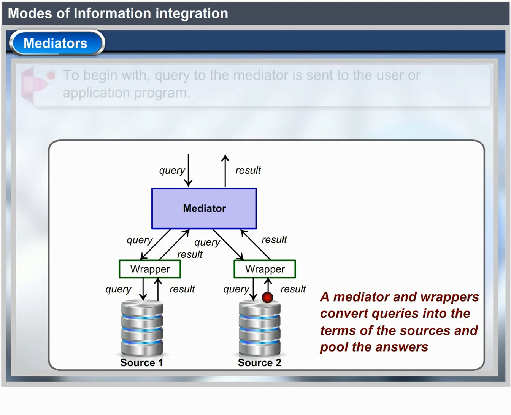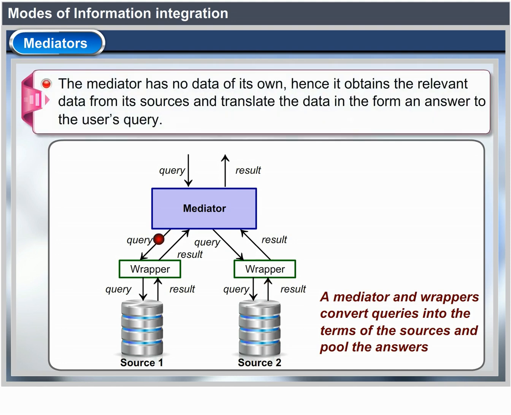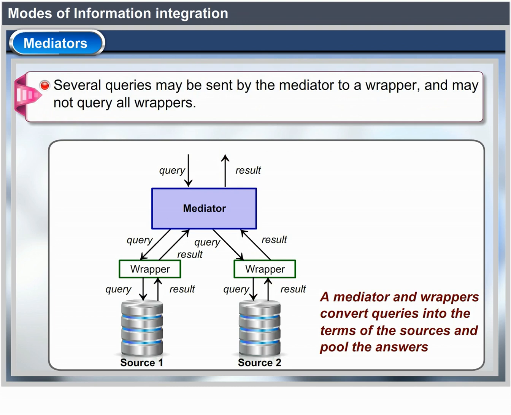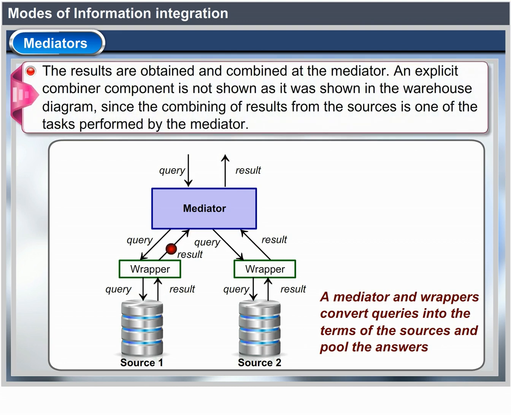Since the mediator has no data of its own, it must get the relevant data from its sources and use that data to form the answer to the user's query. The mediator sends a query to each of its wrappers, which in turn send queries to their corresponding sources. The mediator may send several queries to a wrapper and may not query all wrappers. The results come back and are combined at the mediator.